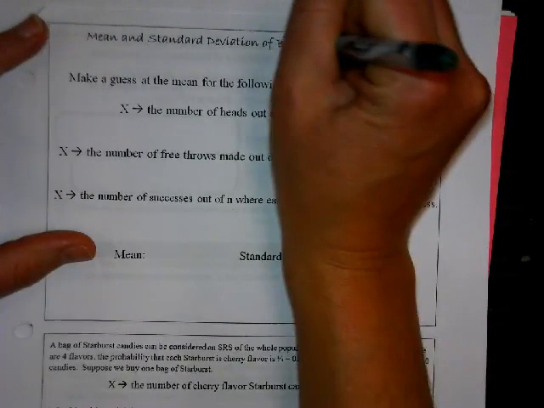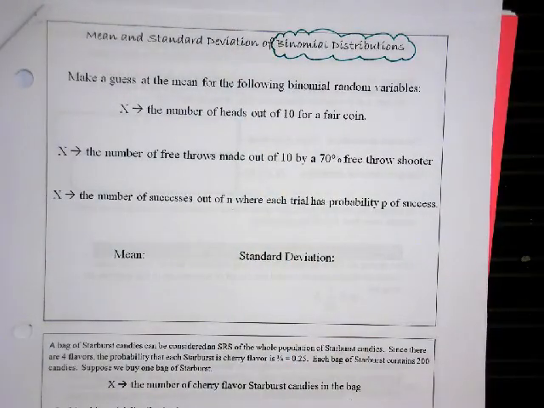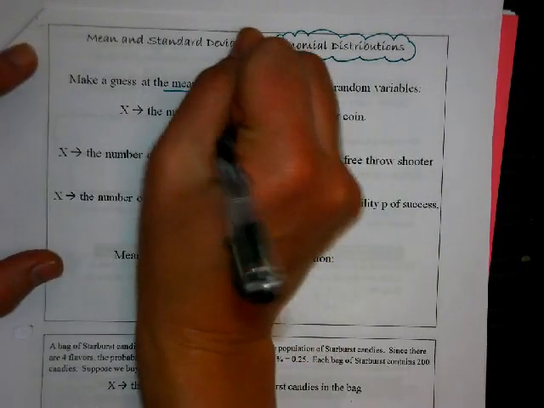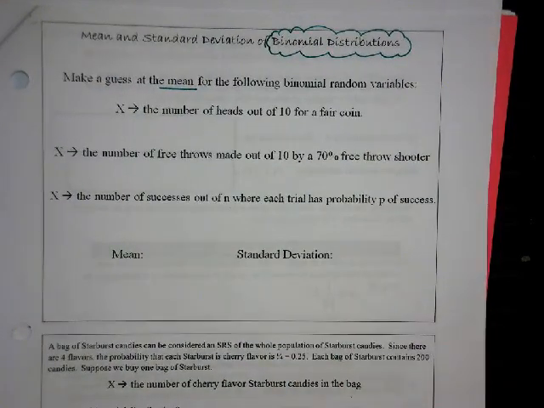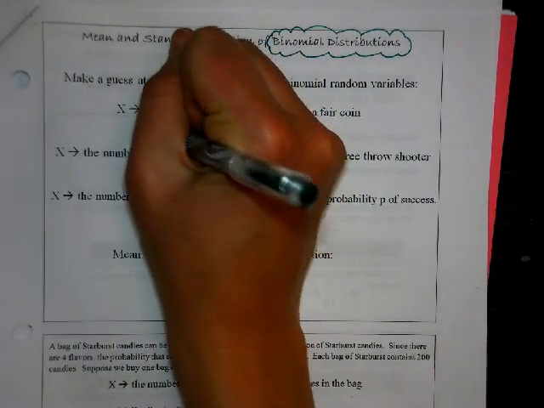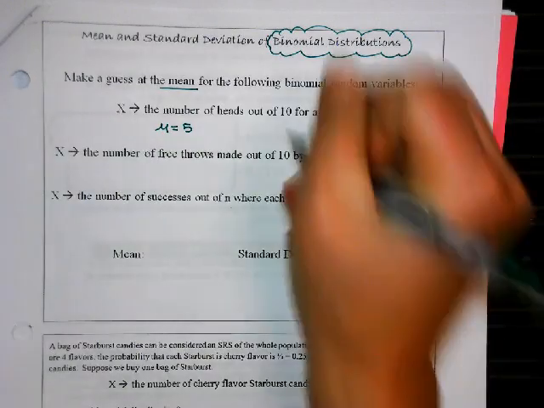We're going to play a guessing game. We're going to guess the mean. X is the number of heads out of 10 for a fair coin. Now remember, another name for mean is expected value. So if I flip a fair coin 10 times, how many heads would I expect to get? 5. Why? Because it's half of 10. We had 10 trials.